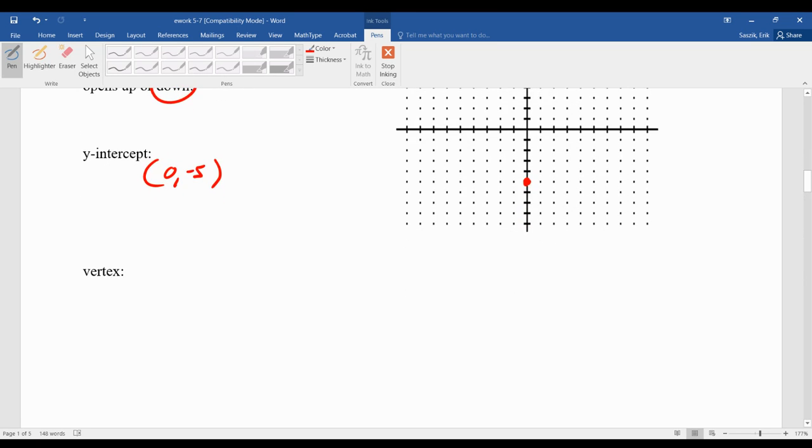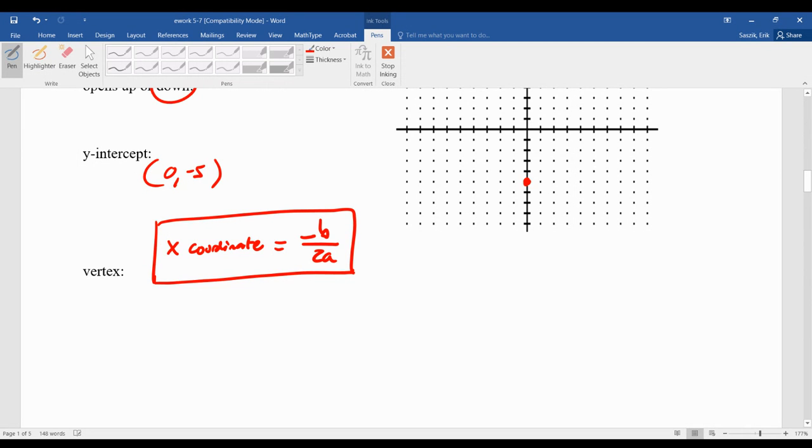We want to find the vertex. Now it's not in vertex form. It's in standard form. When you're in standard form, here's a new formula we're going to write down. We're going to put a big box around this. The x-coordinate of your vertex is the opposite of b over 2a. Okay?